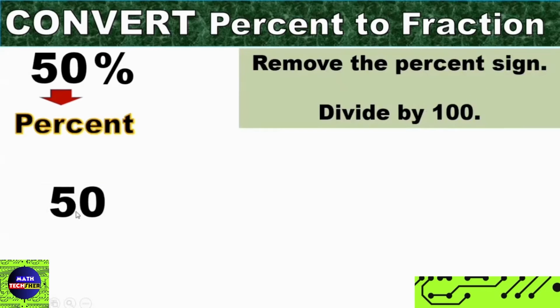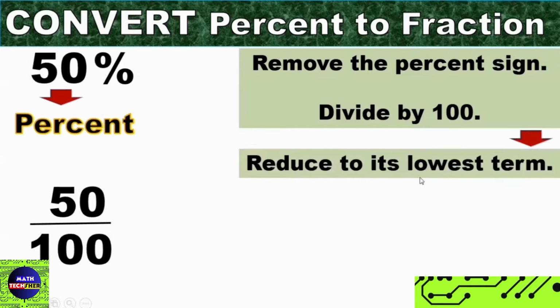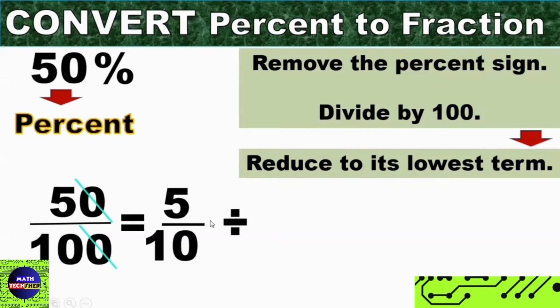The first step is remove the percent sign and then we're going to divide by 100. So now we have 50 over 100 and then reduce to its lowest term. Okay, so in this example, we can cancel 0. Then now we have 5 over 10. And then divide by the greatest common factor of 5 and 10, which is 5.